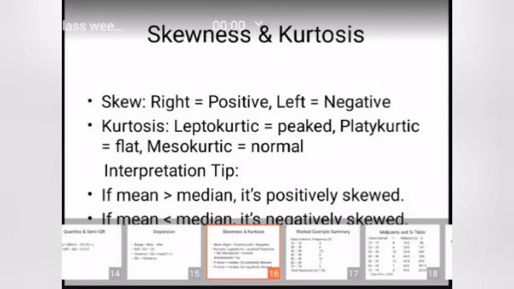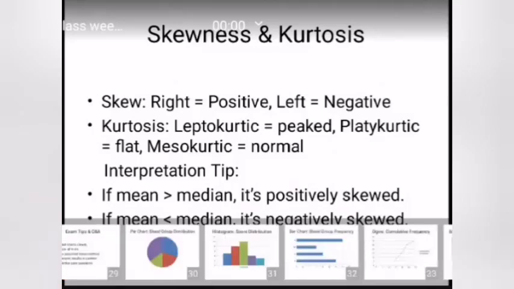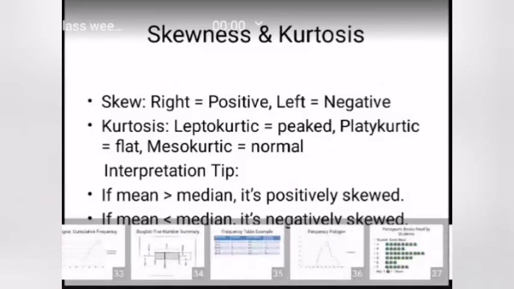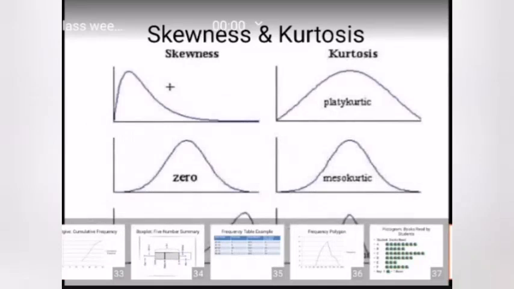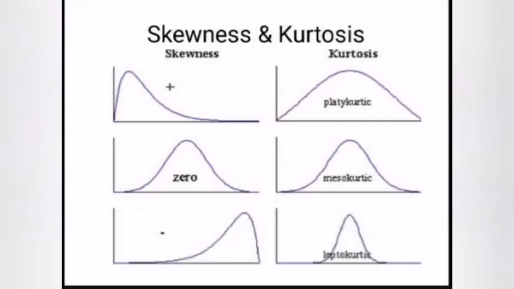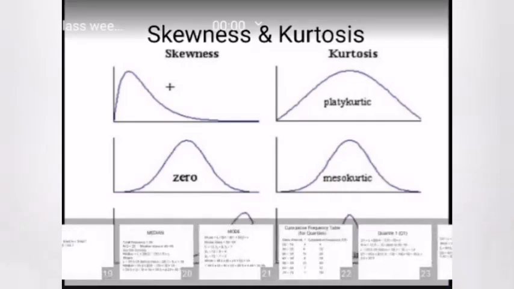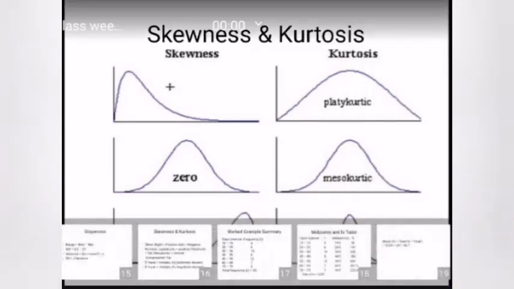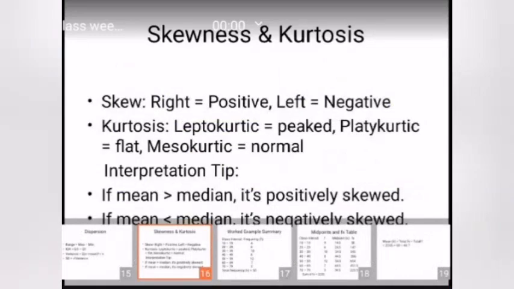Then kurtosis is just showing how the graph is. As you can see, this first one that is flat is platykurtic. That's flat. Then the next one is slightly peaked. That's mesokurtic. And then the last one that is very peaked is leptokurtic. It's just used in analyzing this data, like after plotting your graph, it's used in analyzing the graph.